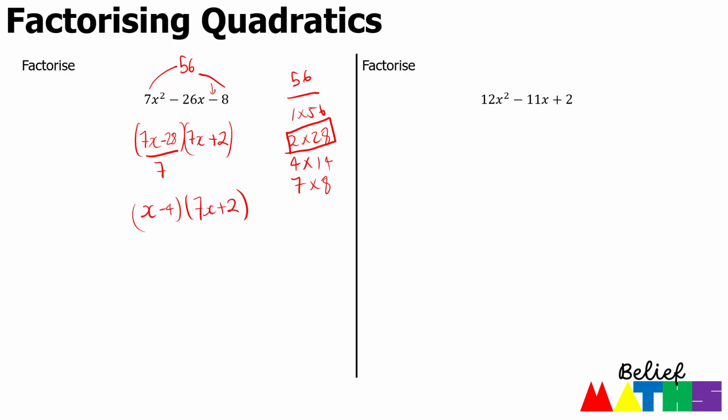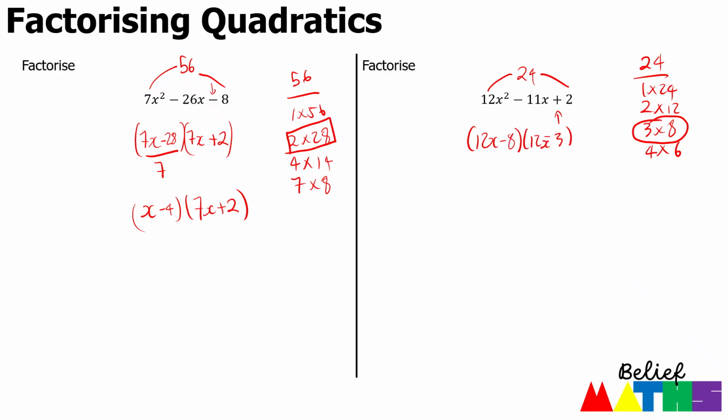Similarly, in the second question, we've got 12 and 2, but this one works out slightly differently. When we multiply our 12 times 2, we get 24. Our factors of 24 then are 1 times 24, 2 times 12, 3 times 8, and 4 times 6. Again, we've got a plus here, so we want them to add to make 11. So in this case, it's 8 and 3. Because it's minus 11, they're both going to be negative. And we get 12x minus 8 and 12x minus 3.